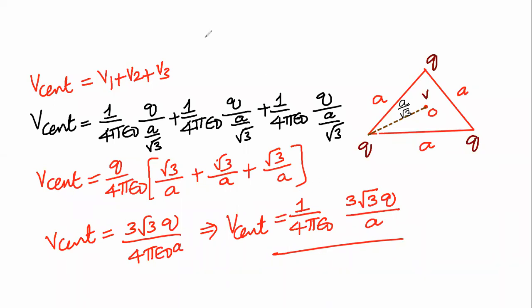Instead of that, suppose one of them is a negative charge. For example, at the point B, a negative charge is there. Then we'll take it as minus V2. This we have to take minus V2. All of them will take that minus V2.